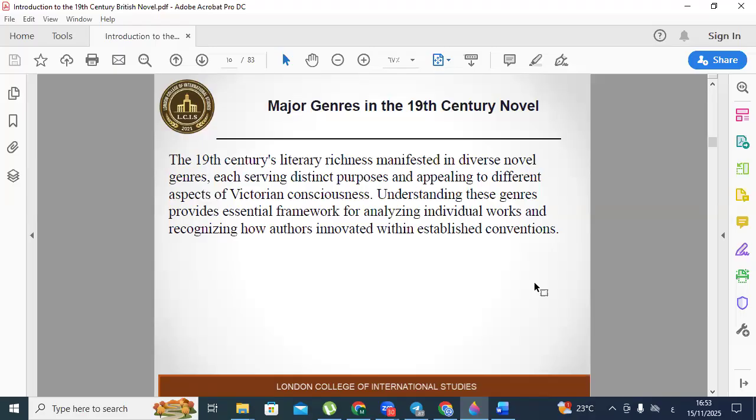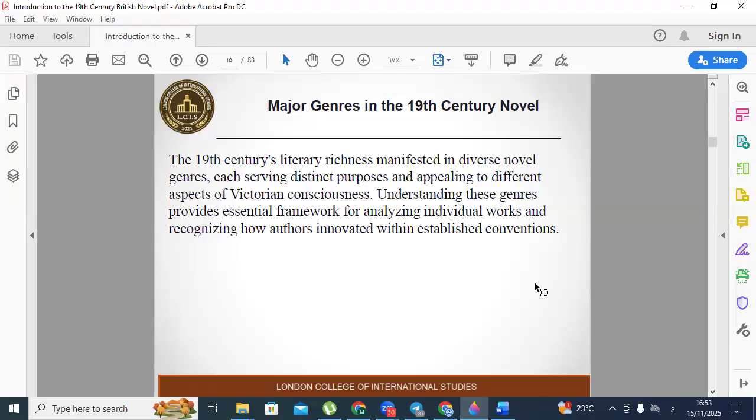When readers encountered a Gothic novel, they anticipated certain elements: mysterious settings, supernatural elements, psychological intensity. When they read a Bildungsroman, they expected a journey from youth to maturity with moral and social dimensions. Authors could fulfill these expectations, subvert them, or combine them in innovative ways. Genre also reflects cultural needs and anxieties. The popularity of particular genres at particular times tells us something about what readers wanted and needed from fiction.